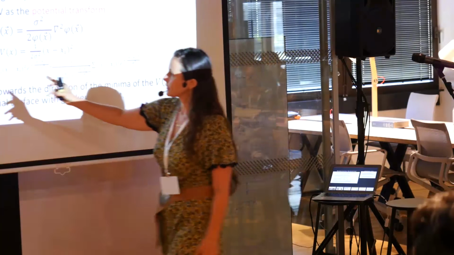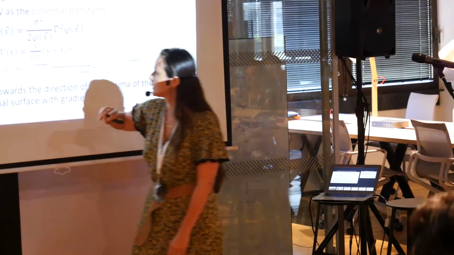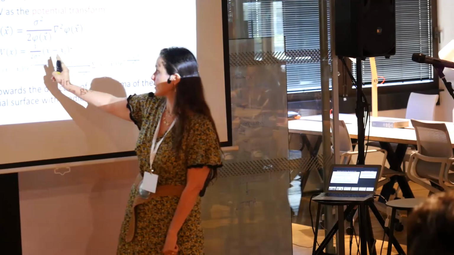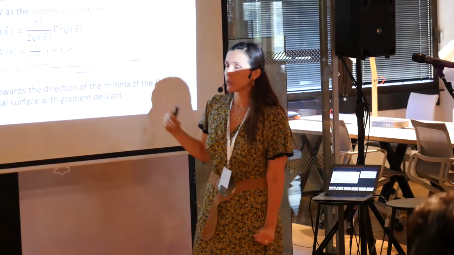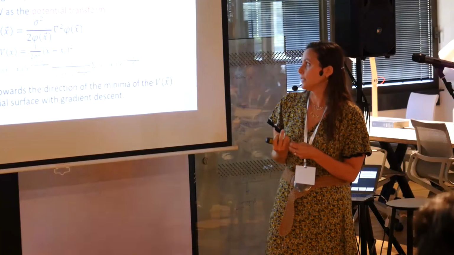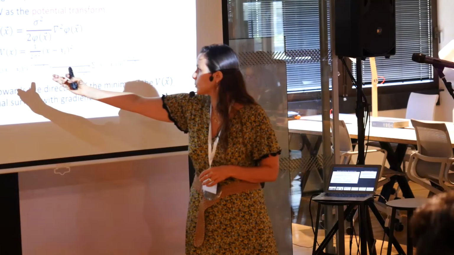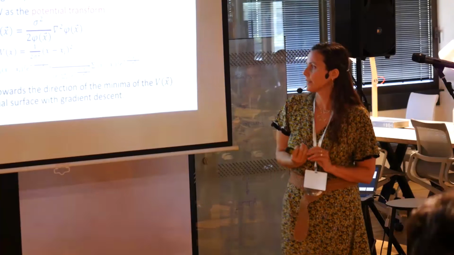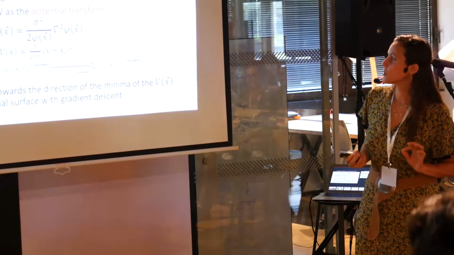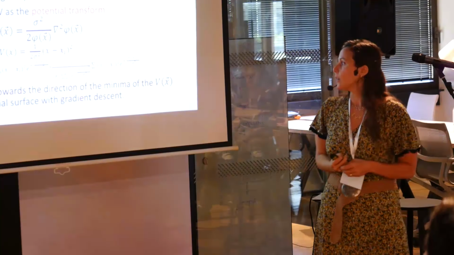So a single data point will turn into a Gaussian, and then the Gaussian will turn into a potential with that specific formulation. This is a harmonic potential, or a polynomial equation. And multiple data points will turn into something much more complicated. Now we move each data point towards the direction of the minima of the potential, according to the potential surface.